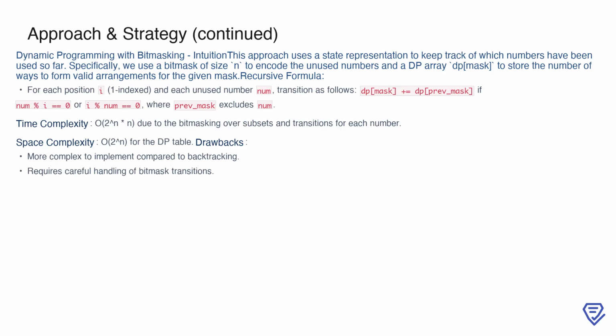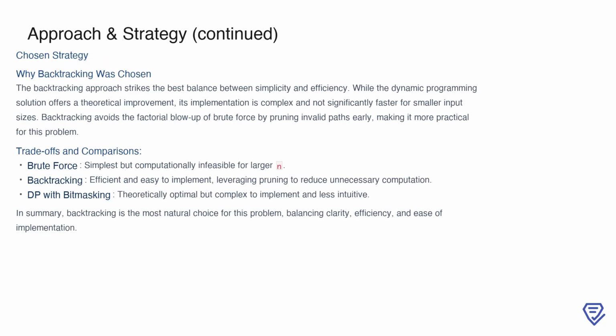Among the discussed strategies, backtracking was chosen for this problem because it offers the best balance between simplicity and efficiency. While dynamic programming with bit masking provides a theoretical advantage, its implementation is significantly more complex and doesn't lead to a noticeable performance improvement for smaller values of n.